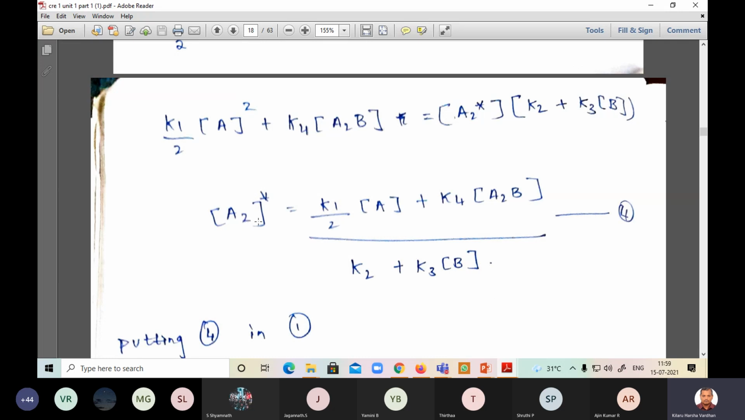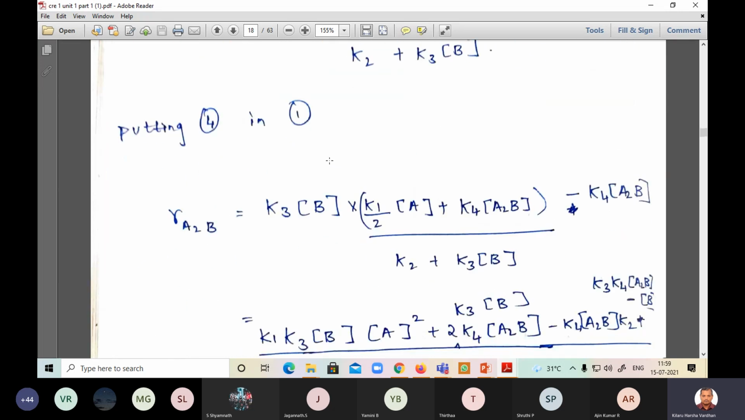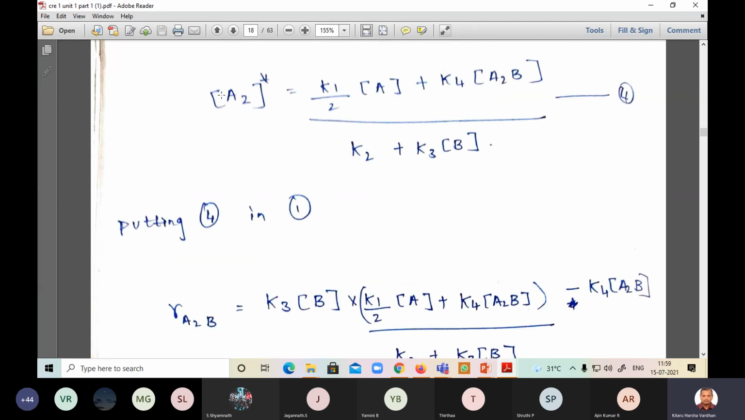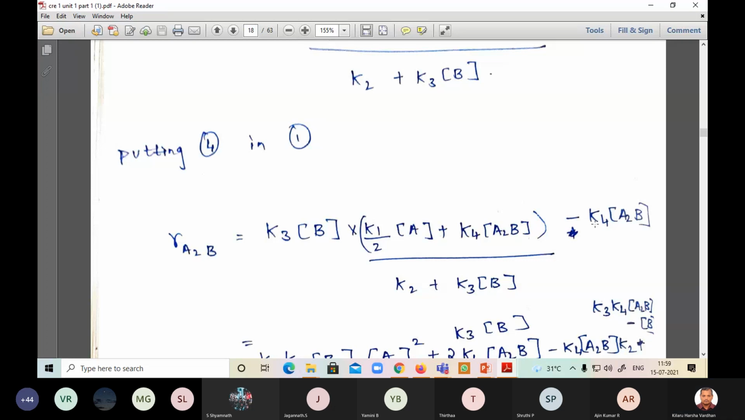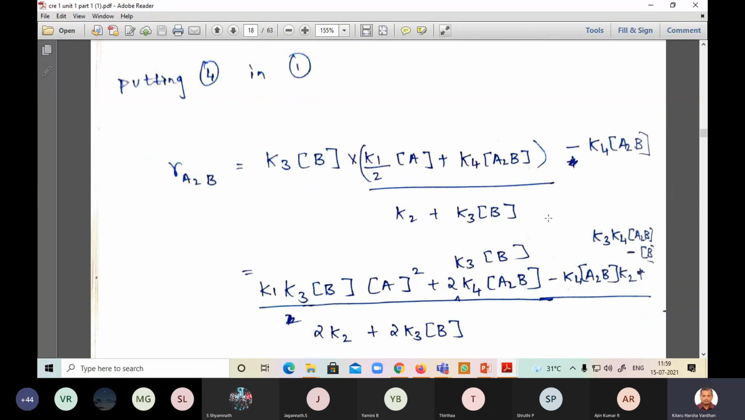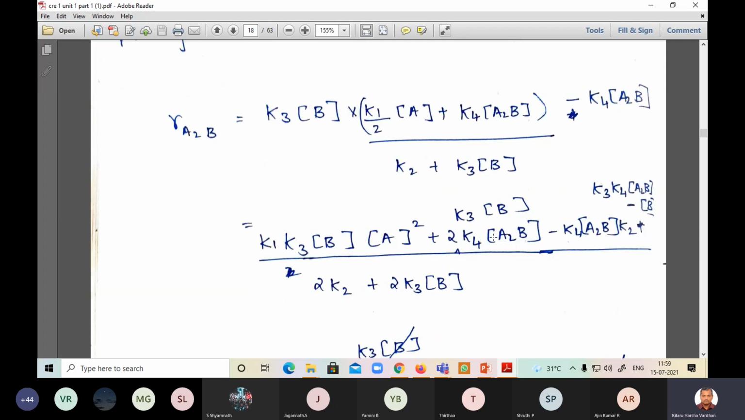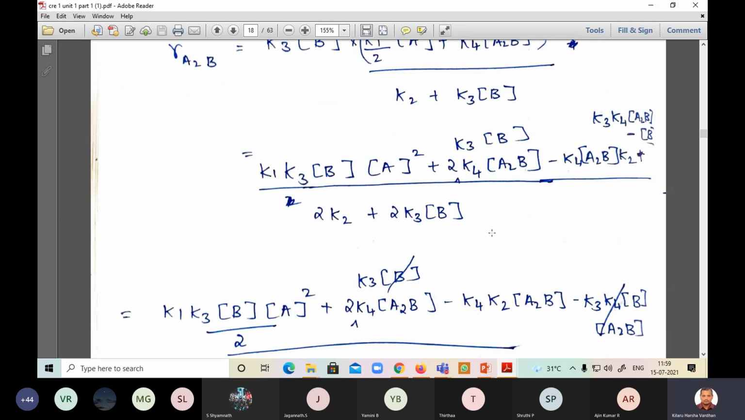Now substitute this A2 star in equation 1, then what will happen? K3 B into A2 star. A2 star you have to substitute the entire expression minus K4 A2B. So you have to cross multiply and then take numerator and denominator. You do it, then you get the final form. You have to make some assumptions, then you will get the final form.